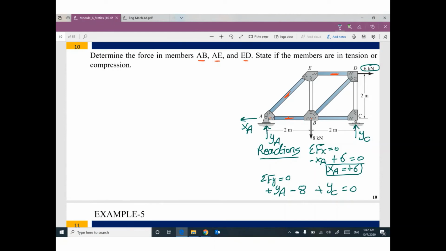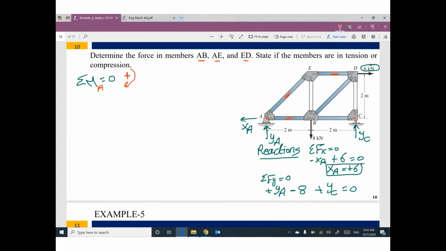Third equilibrium equation, summation of moment at any point equals 0. Guys, do you remember my recommendation? If you are taking a moment about any point, I suggest to take moment at a support. We have 2 supports, A or C. Both of them work, but I highly recommend to take moment at A, with the larger number of unknowns, the larger number of reactions. And I'm going to assume this direction, which is clockwise, positive.